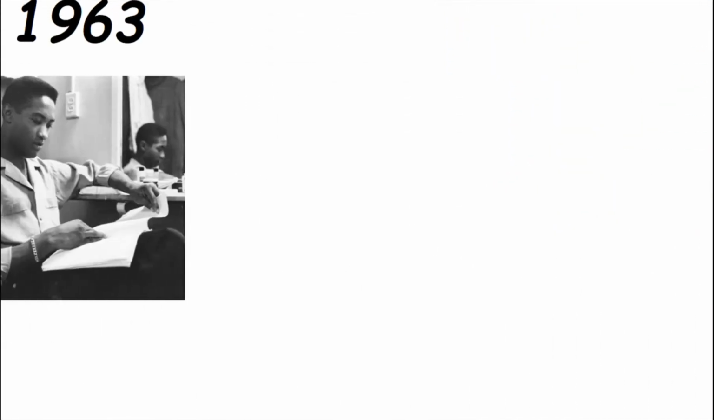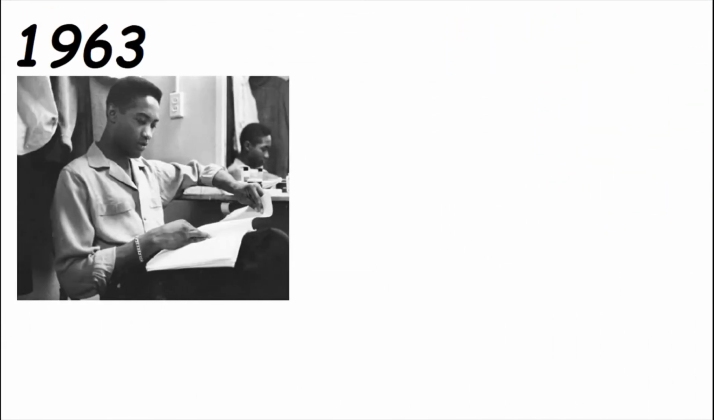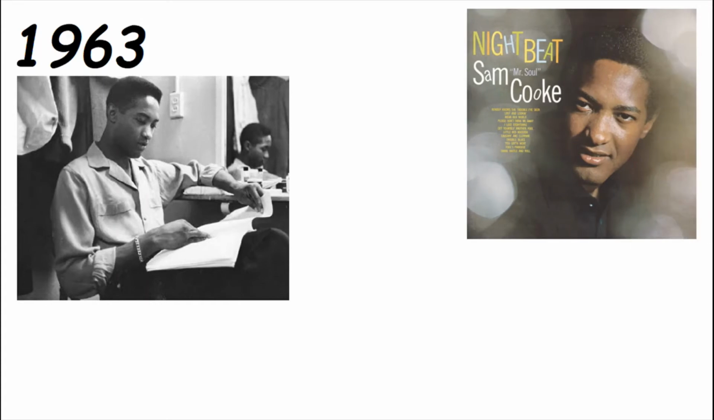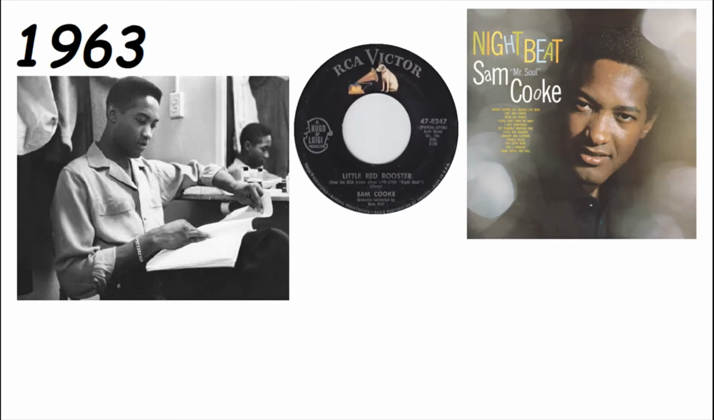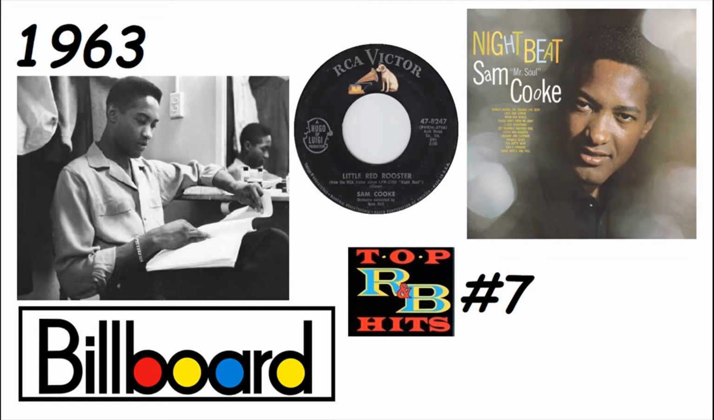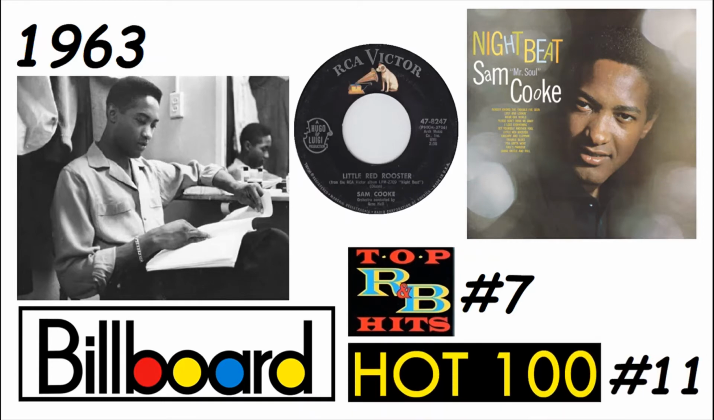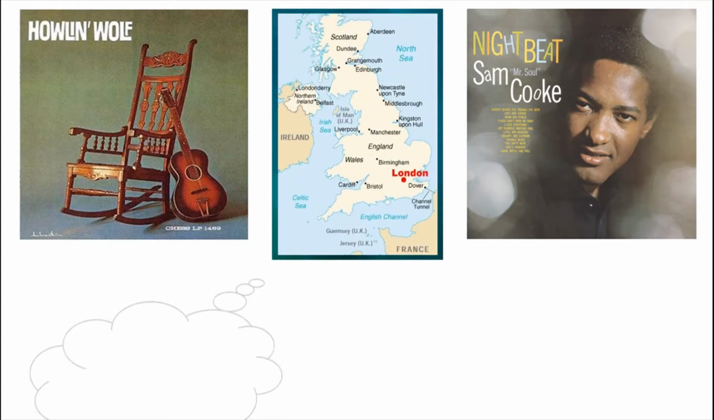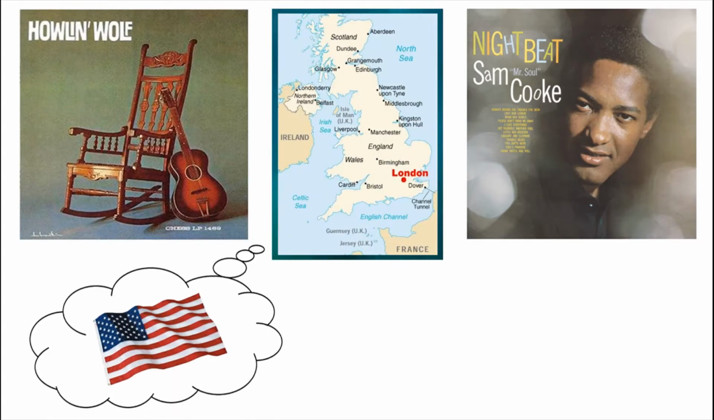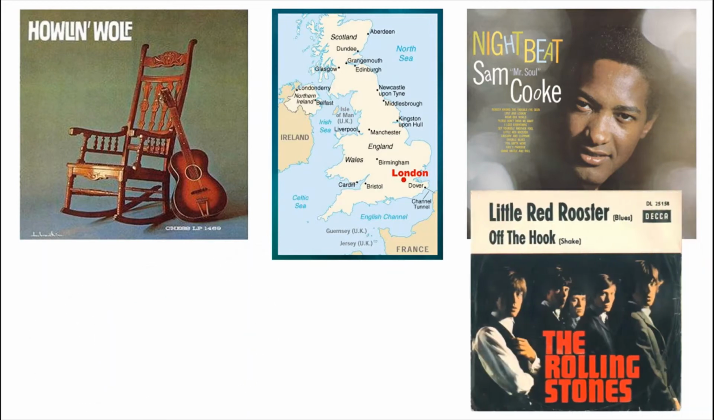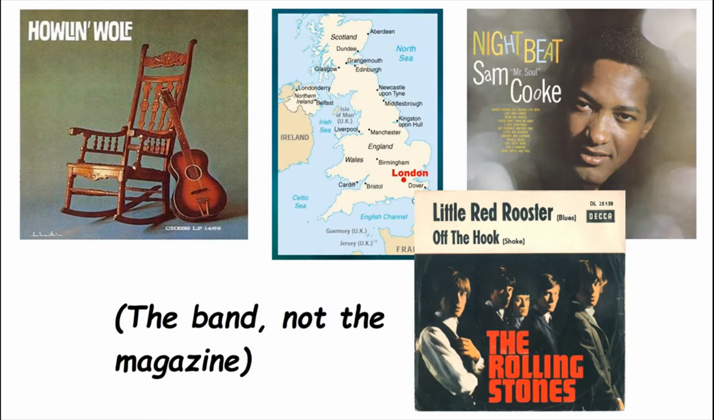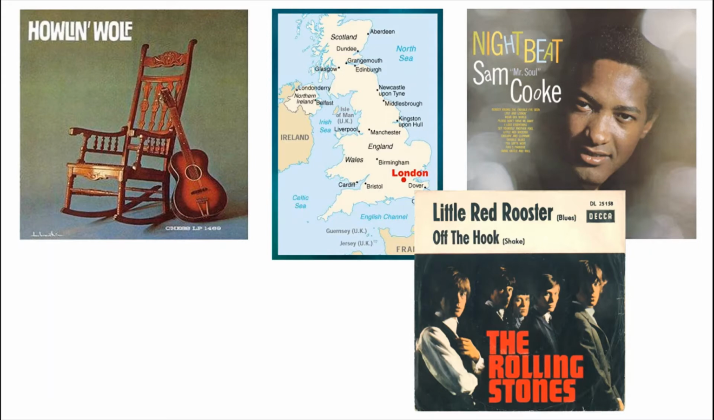In 1963, Cooke included the Red Rooster on his album Night Beat, changing its title to Little Red Rooster, and the song reached number 7 on Billboard's R&B singles chart and number 11 on the Billboard Hot 100 chart. Though Cooke and Howlin' Wolf made distinct versions of the song, both of their recordings helped bring the song, and blues in general, overseas to England, where young British bands were trying to emulate the sound of America. One band in particular, the Rolling Stones, actually made their own version of Little Red Rooster and frequently performed it.